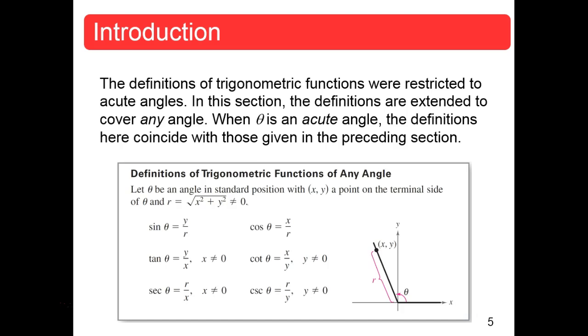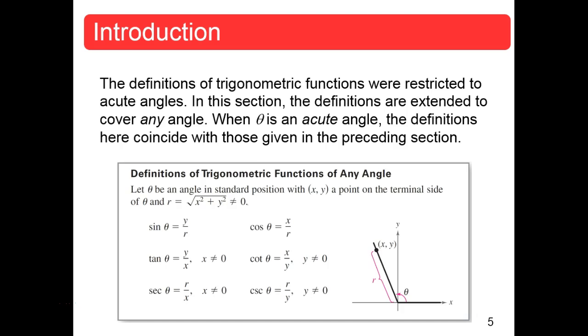Let theta be an angle in standard position, with x, y a point on the terminal side of theta, and r is equal to the square root of x squared plus y squared. I'm sorry, I said acute before. And that, by the way, is not equal to 0. The only way this could be 0 is if you were at the origin, and there you don't have any length at all. So we don't even mess with angles at the origin. From the origin, yes, but not at the origin.